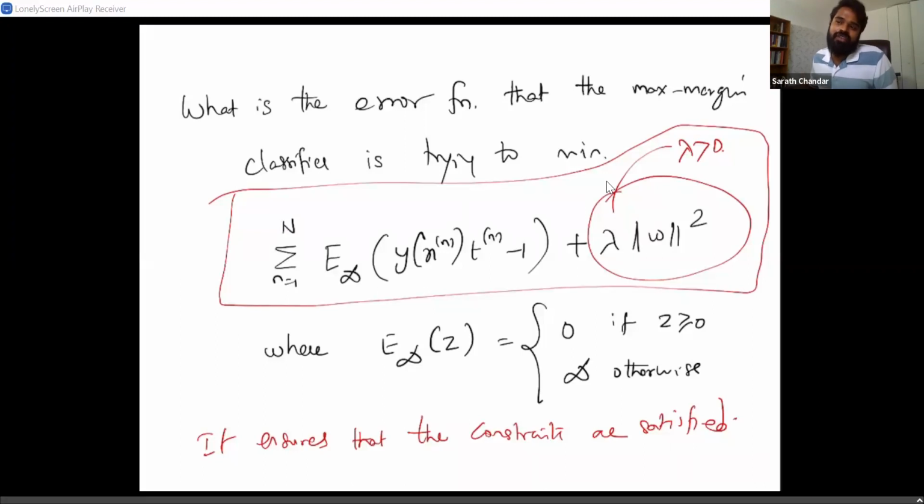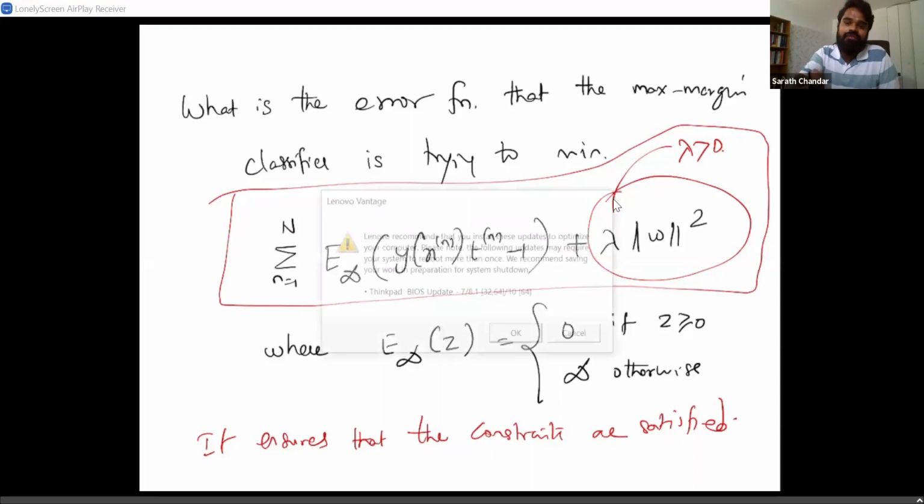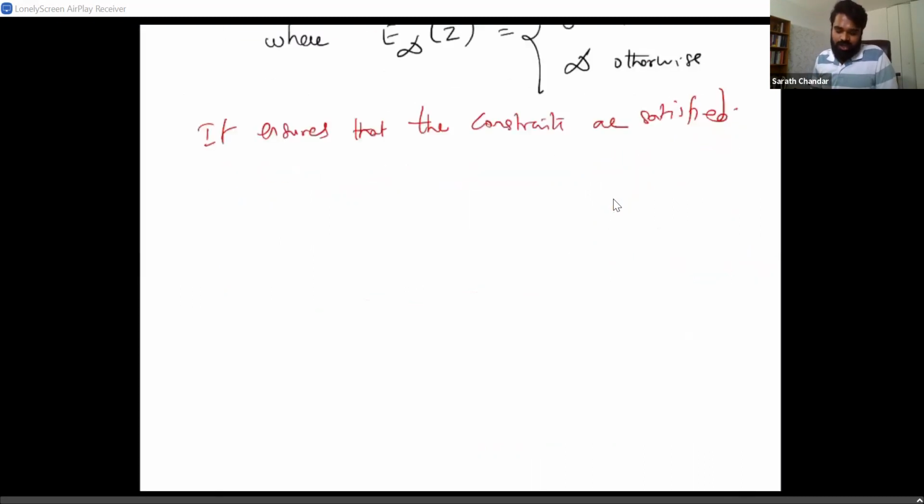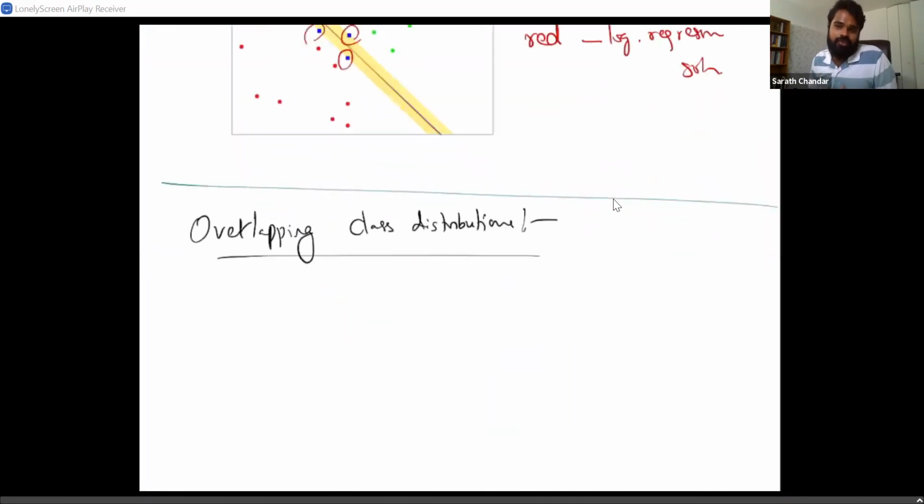But in reality, we want some classifier which works irrespective of whether it gets 0 training error or not. So how do we do that? How do we deal with overlapping class distributions? That is what we're going to discuss for the rest of the lecture.